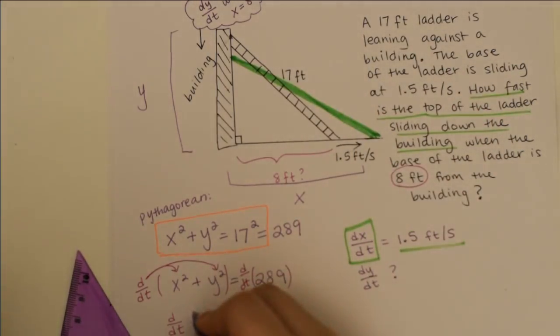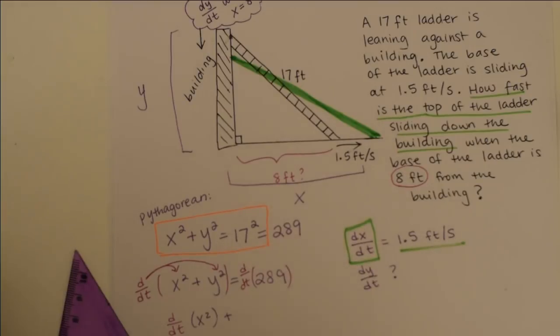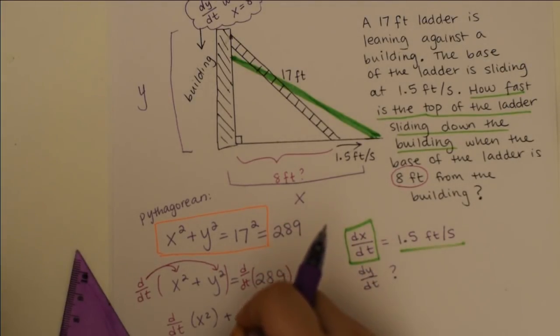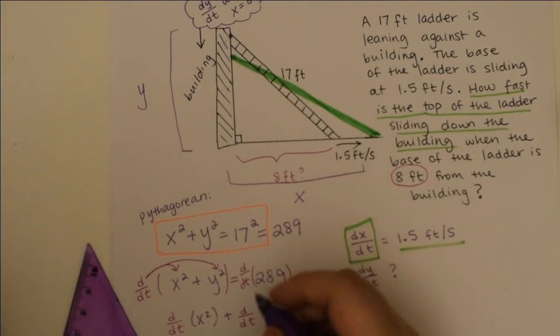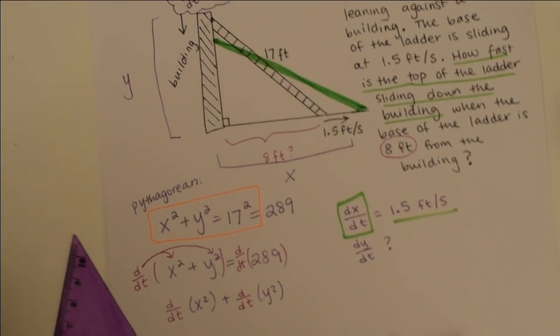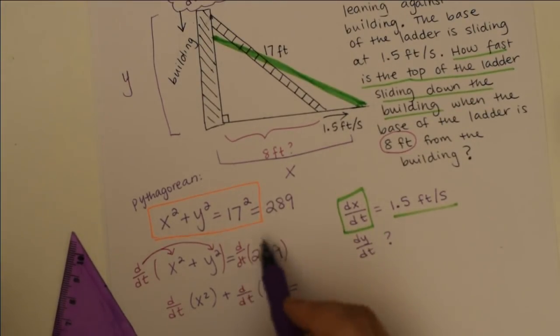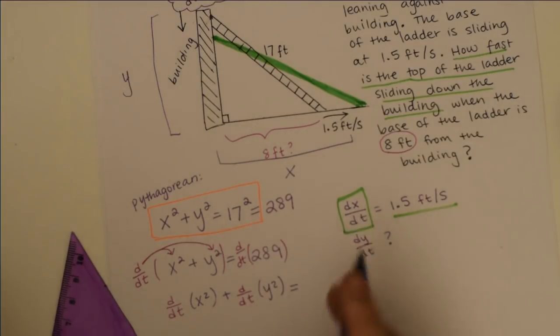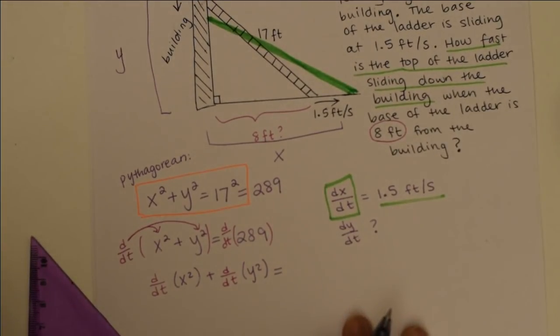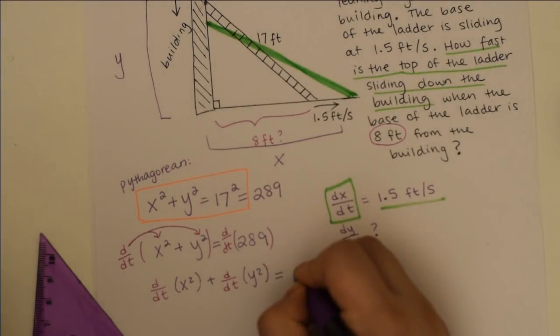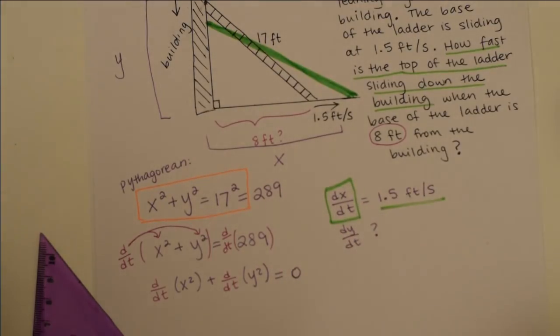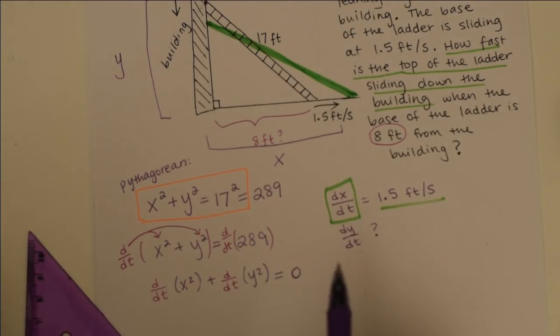So let's start with that, and then the derivative of y squared. And then we might as well take care of this other side. What is the derivative of 289? That's a constant, right? So that will be 0. It doesn't matter that we're taking the derivative with respect to t. The derivative of any constant with respect to any other variable is 0. So that's nice.